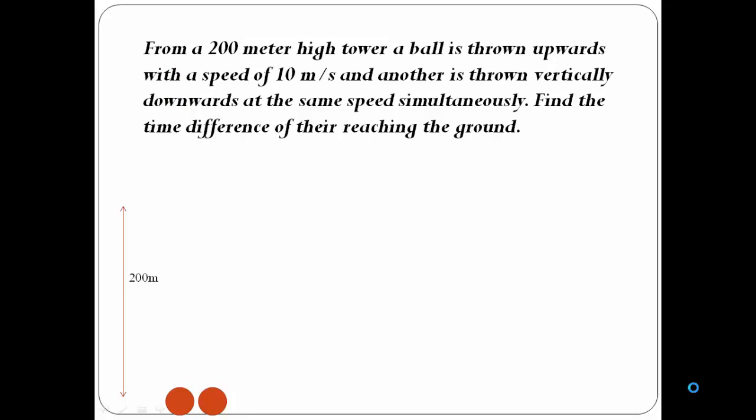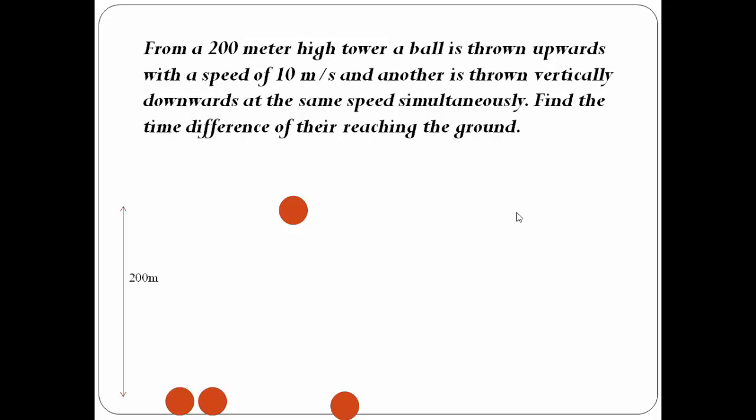Keep in mind that the time taken by both the balls to reach the ground level from the 200 meter height will be the same, because the ball which was thrown vertically upward will again reach the 200 meter height at 10 meter per second. So that time duration will be the same for both the balls. So the time difference will arise only because of the first ball which was thrown vertically upwards, and the time taken by it to cover the upward and downward path. Hence, we find the time taken by the first ball to cover its path in the vertical direction.